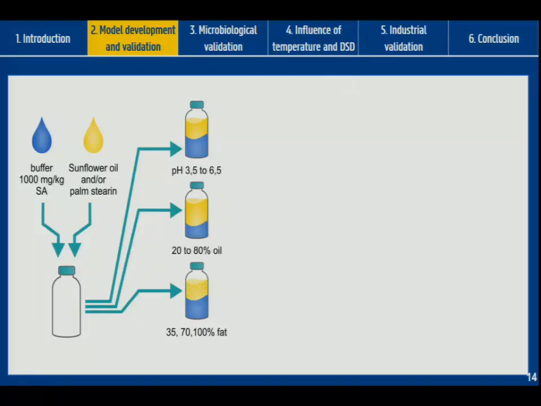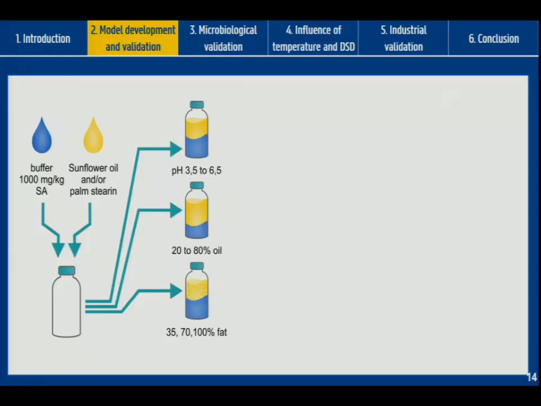Later, in order to test for the dependency of sorbic acid distribution on the mass fraction of lipid phase, we also had the aqueous phase set at pH 3.5 to 6.5, but we added either 20, 40, 60, or 80% oil on top of that.